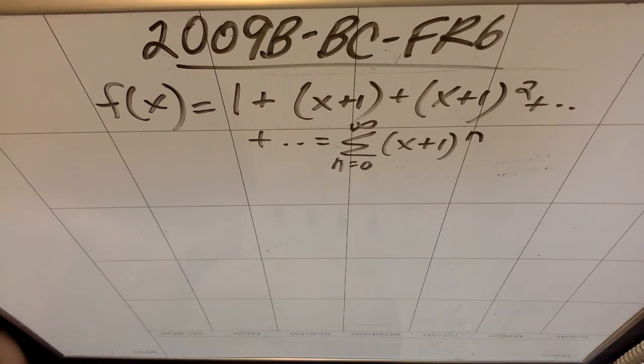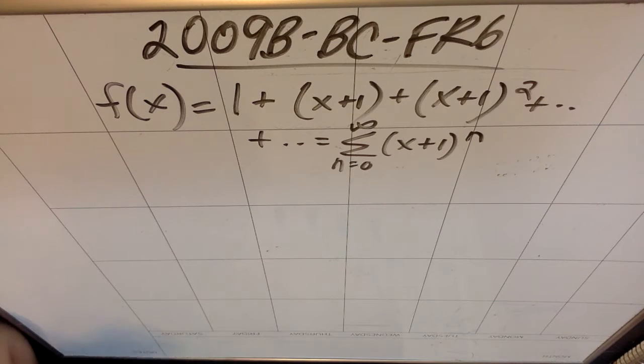This is 2009B, free response number 6 for the BC exam, which is a series question, because that's pretty much how the free response 6s roll, at least for the last decade or so. The function f is defined by the power series 1 plus the quantity x plus 1, plus the quantity x plus 1 squared, plus dot dot dot, all the way up until x plus 1 to the n, and n goes to infinity, so this is an infinite series, for all real numbers x for which the series converges.